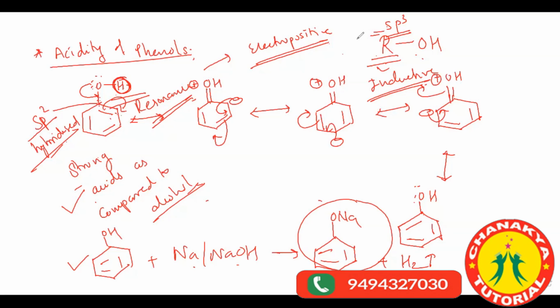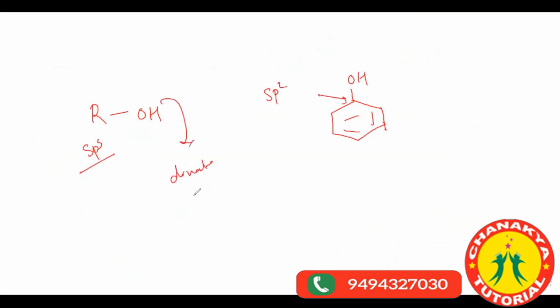Shall I explain one more time? Shall I erase it? Yes, ma'am, you can erase it. So basically, you just have to think about this: R, OH, and this is your phenol, and this is your OH. What you have to keep in your mind, this is your sp3 hybridized carbon. This is your sp2 hybridized carbon, correct? It can easily donate proton. It can't easily donate, right?